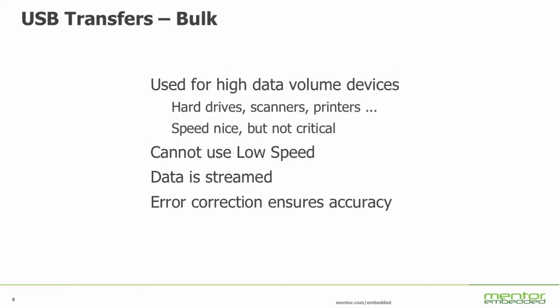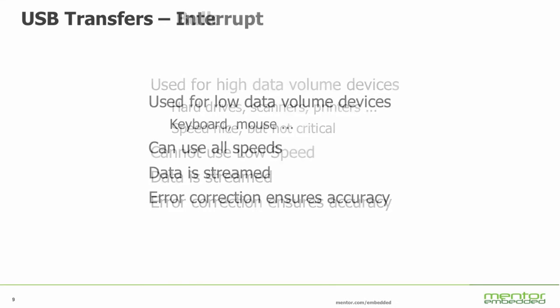The second kind of transfer is called bulk. Bulk transfers are used for high data volume devices, things like hard drives and so forth. These are devices where speed is very nice, but not absolutely critical, but accuracy is important. So they cannot be used at low speed, that wouldn't really make any sense, but data is streamed, which means that there is no overhead of message addressing. There is error correction to ensure accuracy.